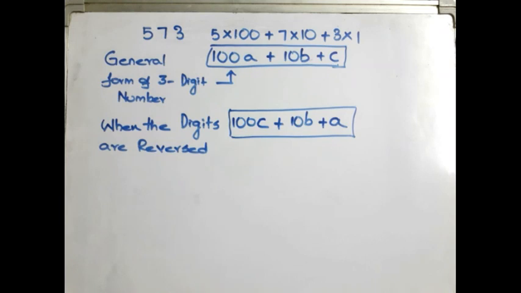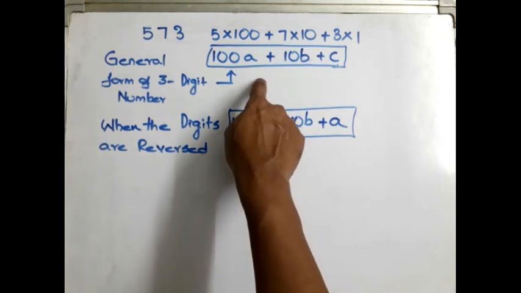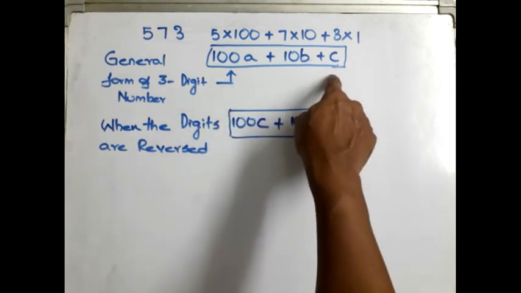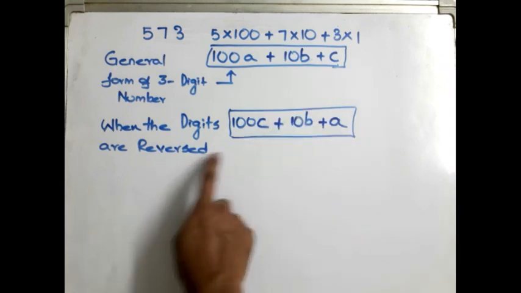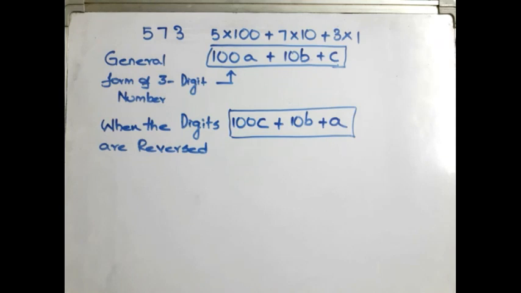If possible, watch the video again and again so that you will get a firm idea about this. So the general form of a 3-digit number is 100a plus 10b plus c. When the digits are reversed, it is going to be 100c plus 10b plus a. Okay. So now this ends our class today. As I told, this exercise itself is quite important, not only for this but for upcoming classes as well.